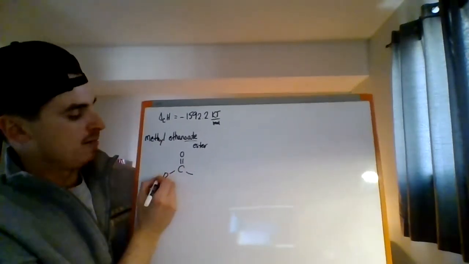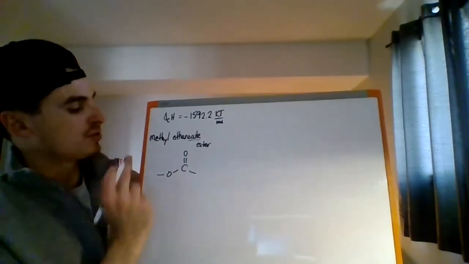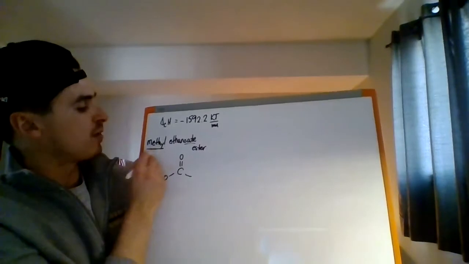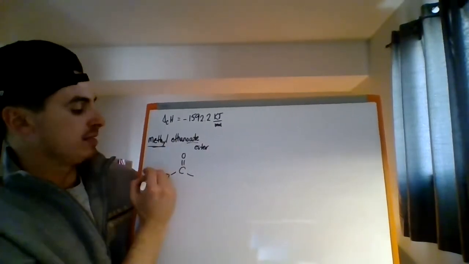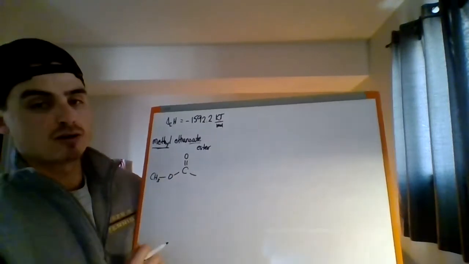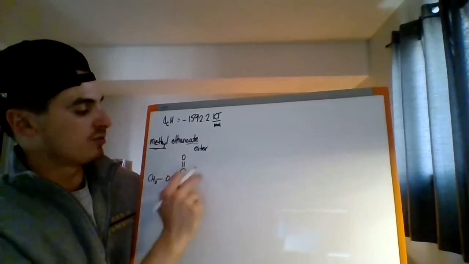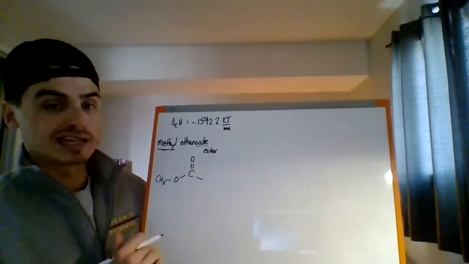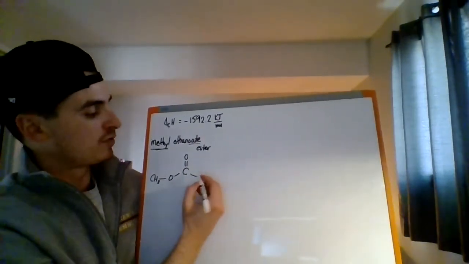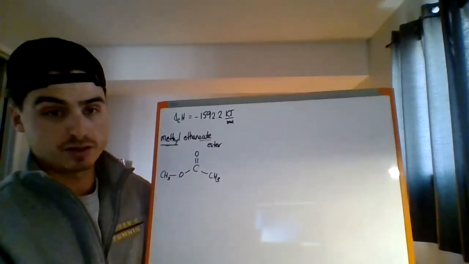Okay, now whatever's connected to the oxygen, remember, comes from the alcohol, which is this first part. So methyl means methanol, which means boom, 1 carbon alcohol. Ethanoate means 2 carbons are connected to this sort of carboxylic acid part. That's the first carbon always. That's the second carbon. So this is methyl ethanoate.